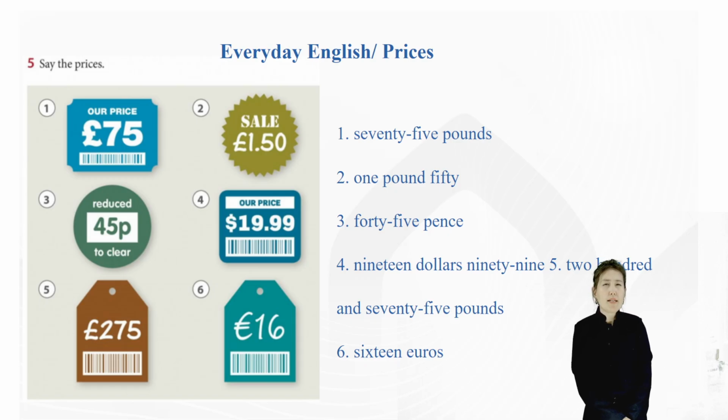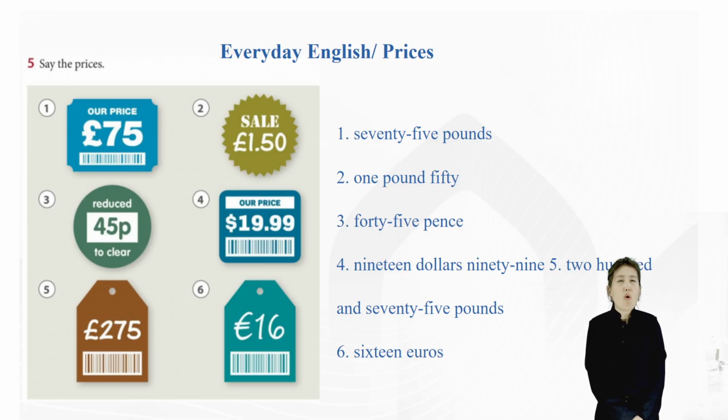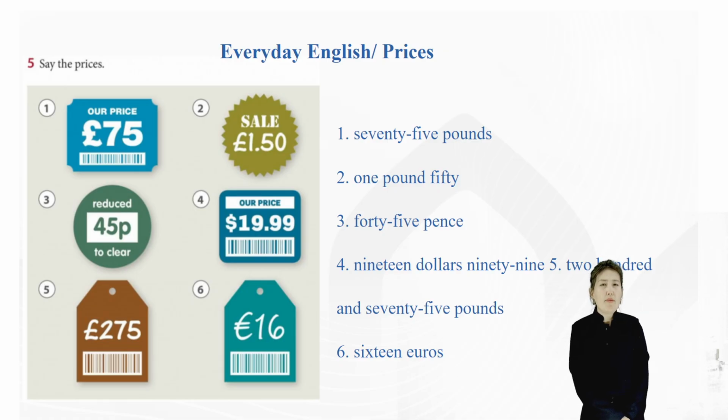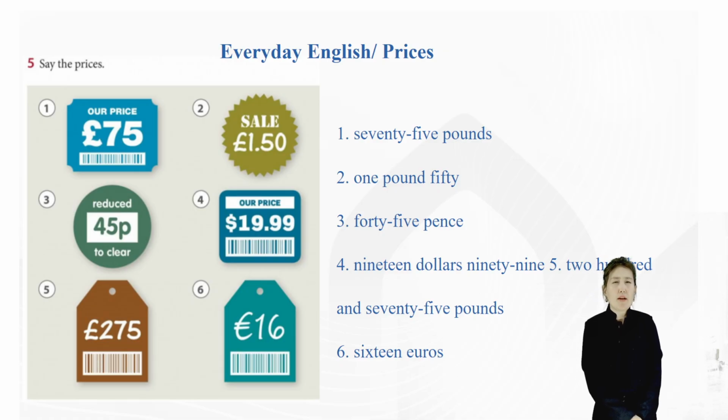Here is a practicing task based on the prices. Let's say the prices together. First, 75 pounds. Second, £1.50. Third, 45 pence. Four, $19.99. Five, 275 pounds. Six, 17 euros.